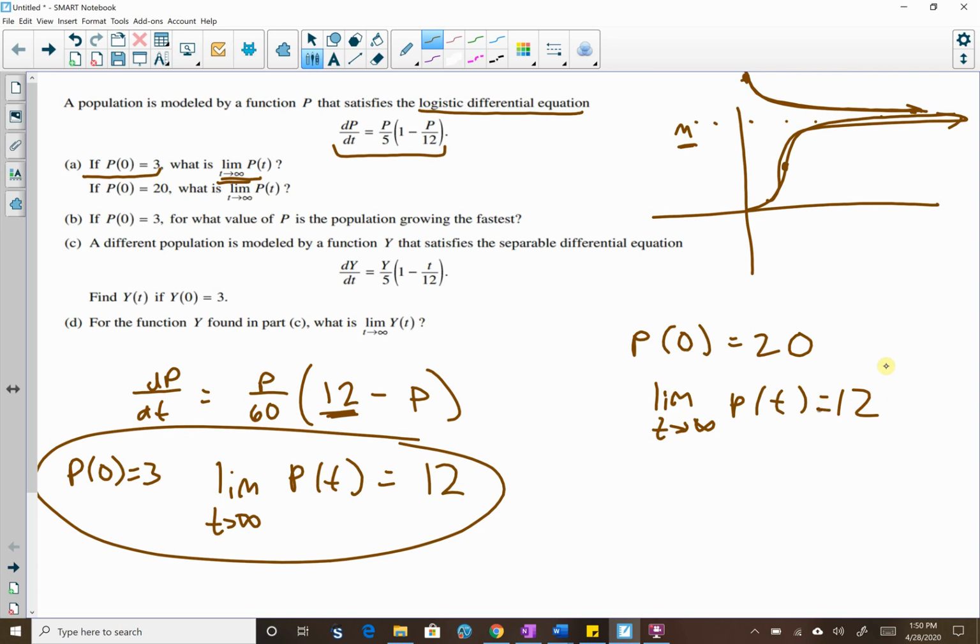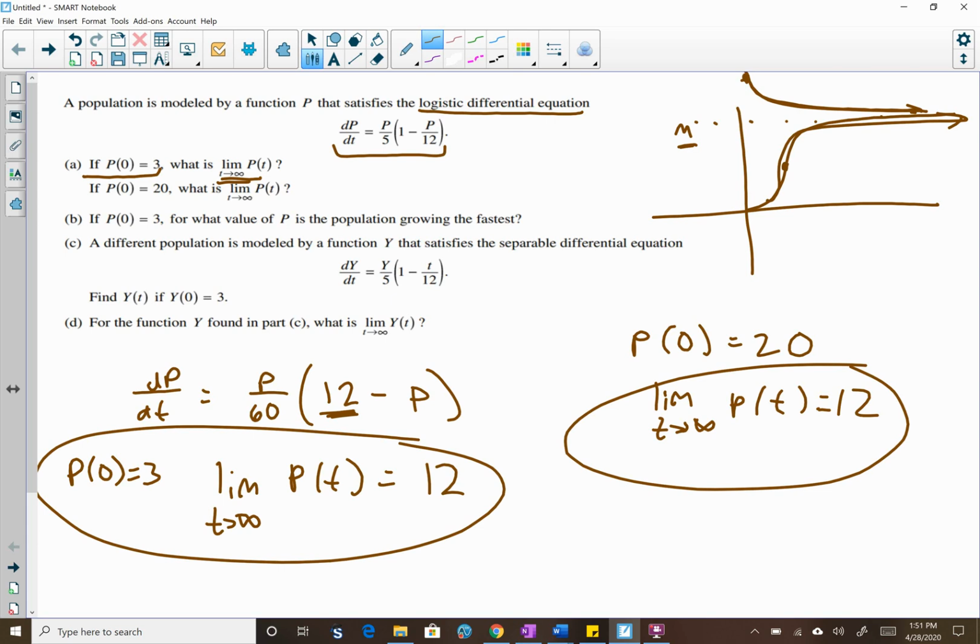So people thought this was a trick question. They're just making sure you know that even if you're above or below, you're still going to reach that carrying capacity. Either your population is going to grow until you hit it, or it's going to decline until you hit it. Either way, you're going to reach that M value. 2 points for that one for each.